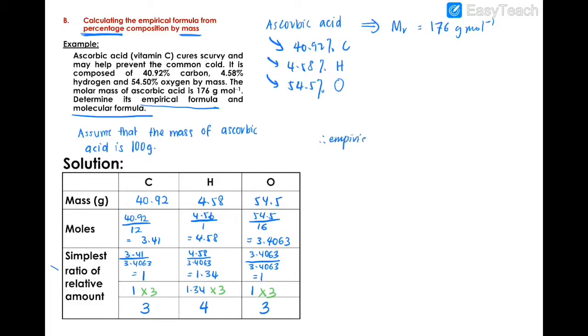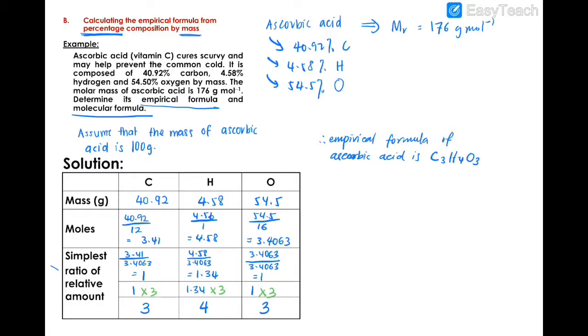So empirical formula of ascorbic acid is C3H4O3. But the question doesn't end there yet. We still need to look for molecular formula. So apa pula relationship antara molecular formula dengan empirical formula?